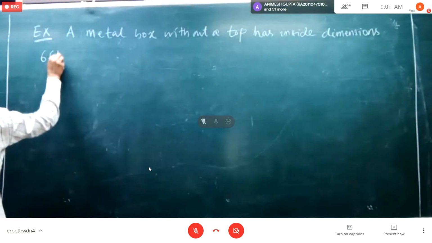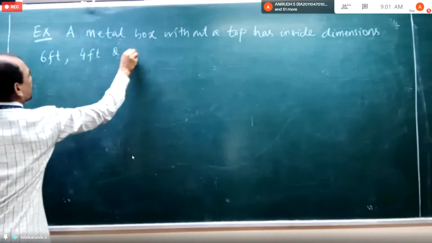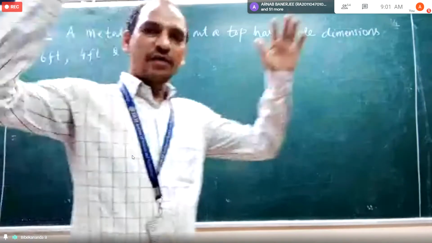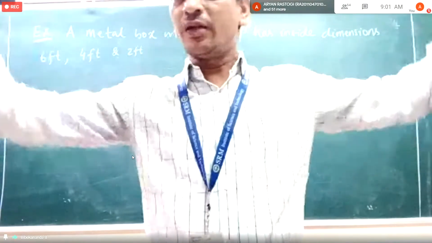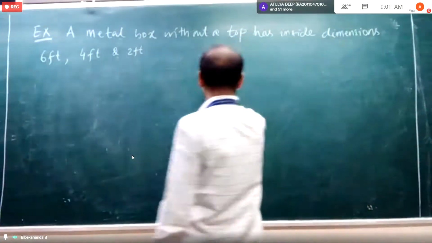6 feet, 4 feet, and 2 feet. Okay, so we have a metal box where the upper side is open, and all three sides are there, and the inner dimension means like this metal.